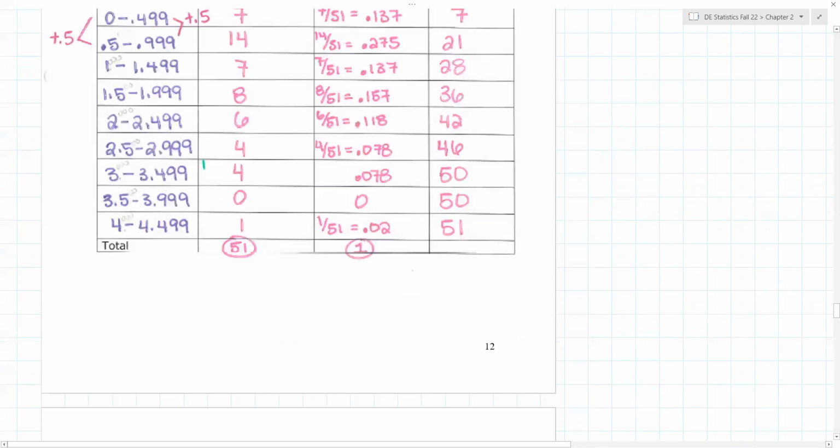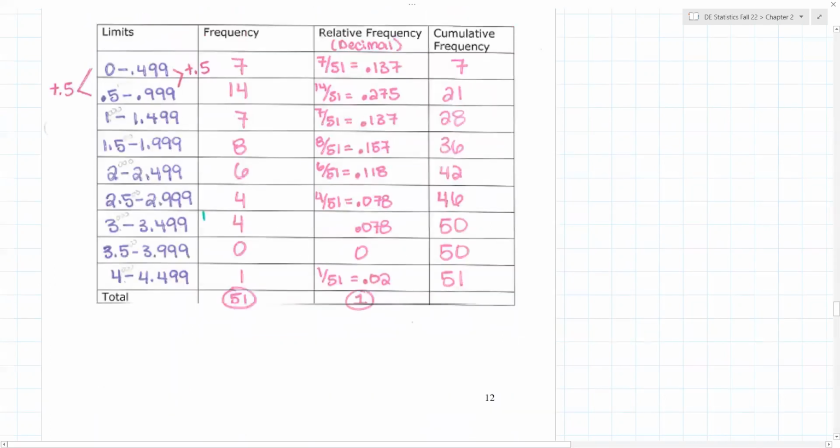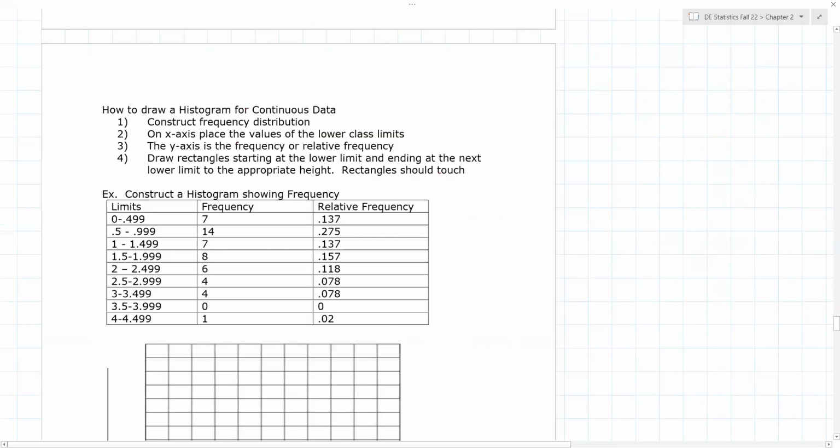And then we have our frequencies, which we find by simply counting, add them up. There are 51 data points, and so we need our frequencies to add up to 51. And then our relative frequencies and our cumulative frequencies are there as well. And if you want to double check to make sure that yours is correct, on the next page, we have that same frequency distribution with frequency and relative frequency included, but no cumulative.